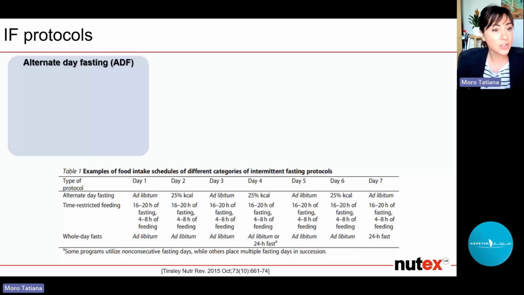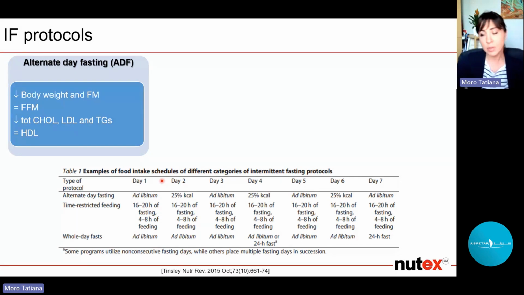The first one is alternate day fasting, which is the most common type of intermittent fasting that has been studied. And during alternate day fasting, as you can see here in this nice table that Grant Isley put together for us, normally what we do is alternate a day in which people can eat ad libitum, as much as they can, with another day in which they only have a single meal, which normally consists of not more than 25% of their normal caloric intake. Data on alternate day fasting suggests that this regimen can reduce body weight, and in particular fat mass, can most of the time maintain the fat-free mass, and reduce cholesterol and triglycerides.